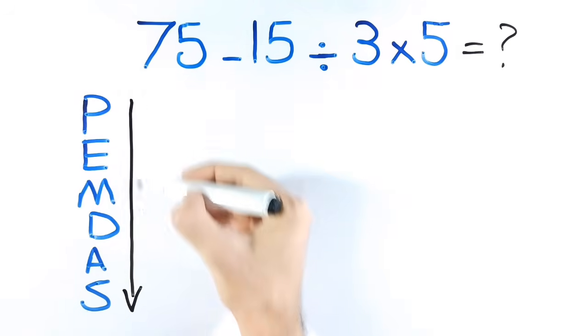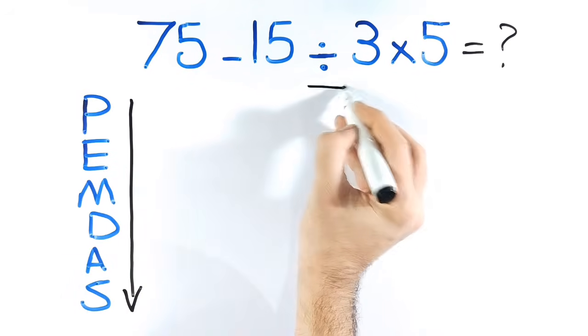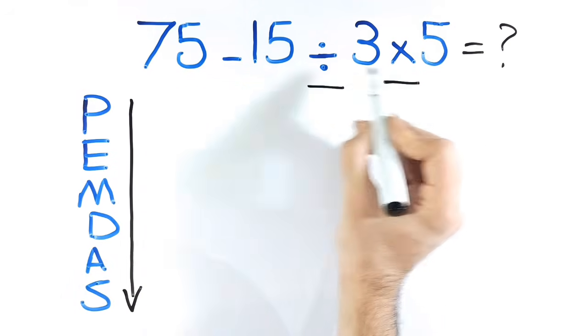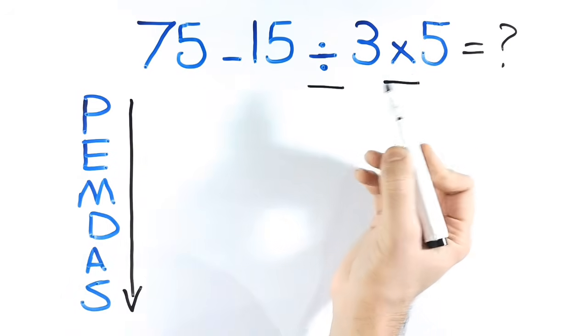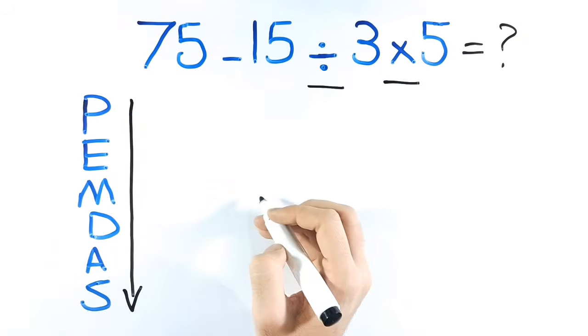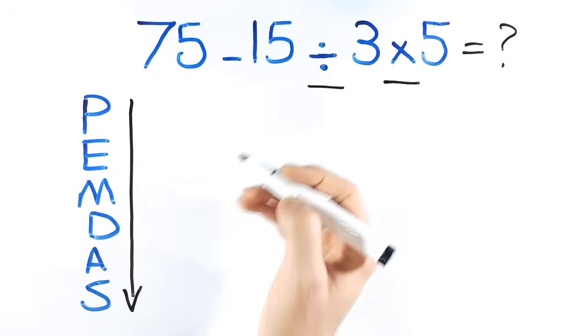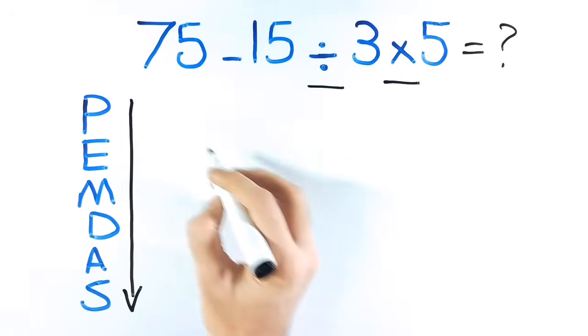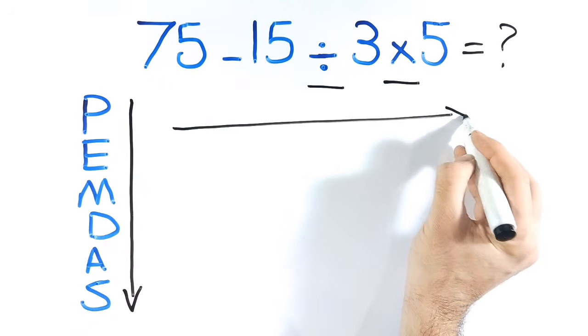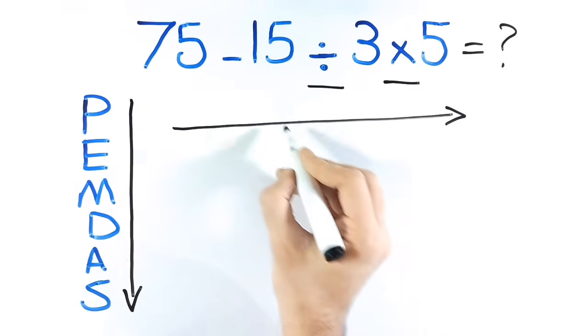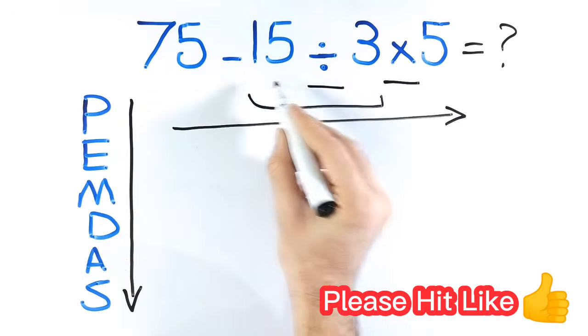Okay, according to the PEMDAS rule, first we go for the division and multiplication because these two operations have a higher priority than subtraction. However, it's very important to note that multiplication and division have the same level of priority and we must perform these two operations from left to right. So, first we go for the division between 15 and 3.